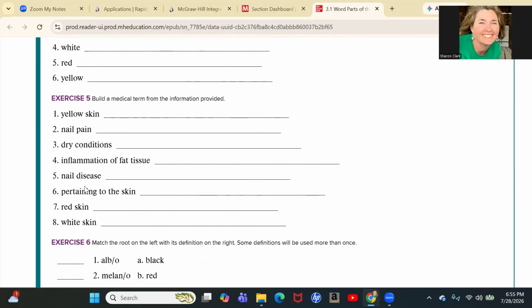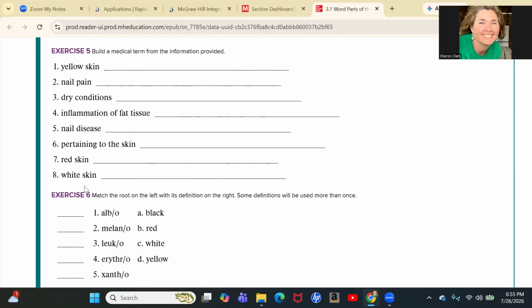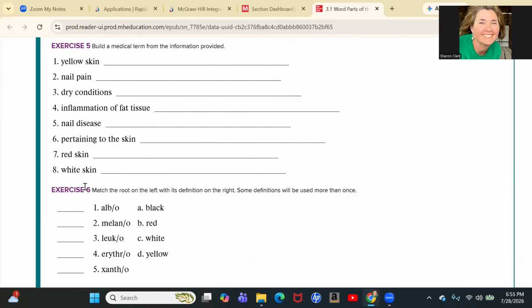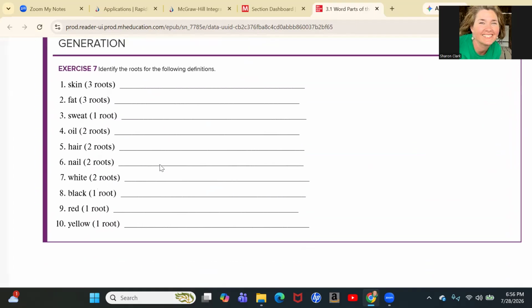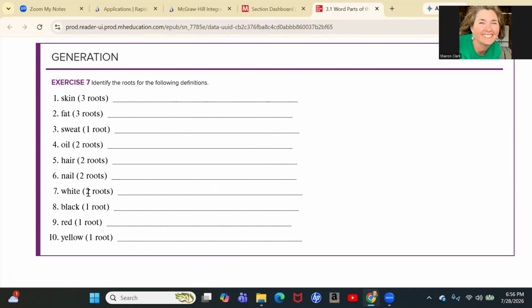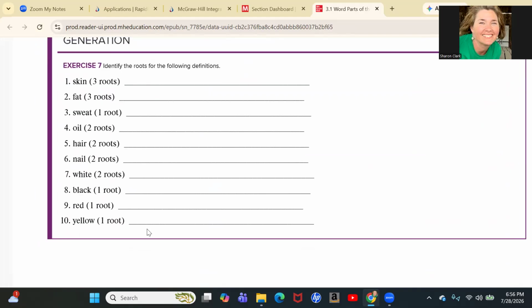Same thing here, simply defining these terms. In exercise 5 here, you're building the medical term. You'll be doing several of these, as you know, on your homework assignments. So make sure you're familiar with these. And spelling does count. Okay, so make sure you're practicing these as you go along. Inflammation of the fat tissue, steatitis, a nail disease, onychopathy, that kind of thing. And then lastly, what are the 3 word roots for skin, the word root that means black, and so on.